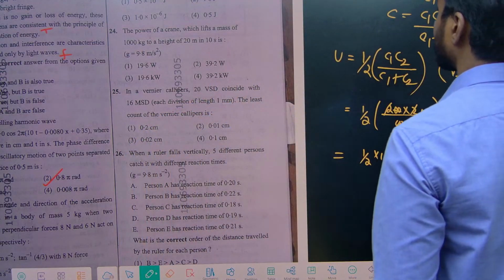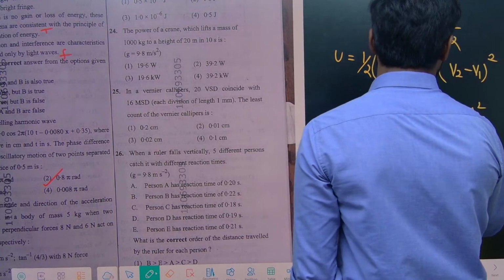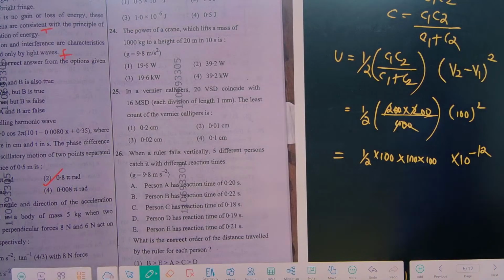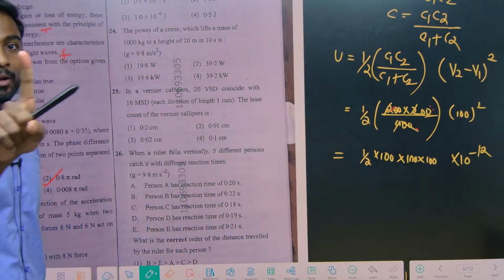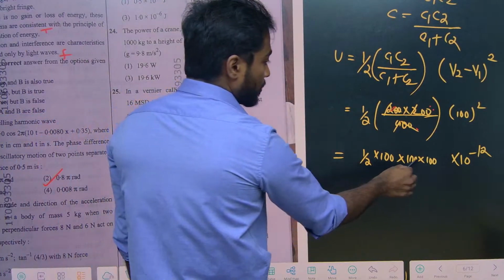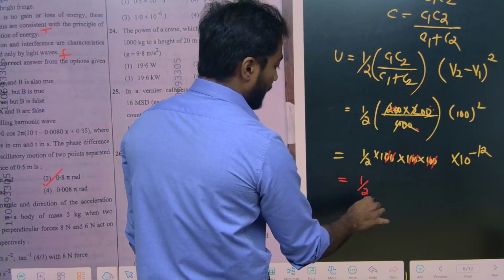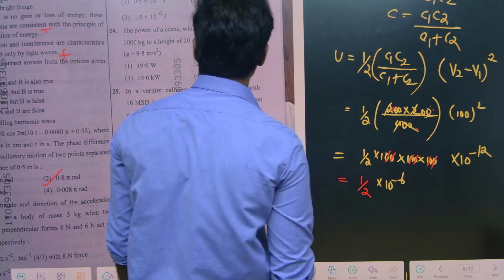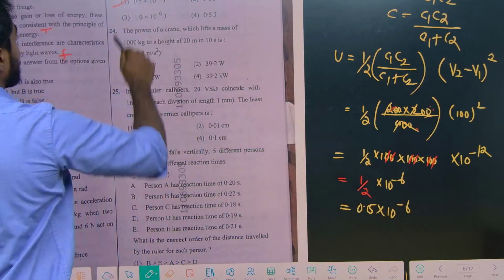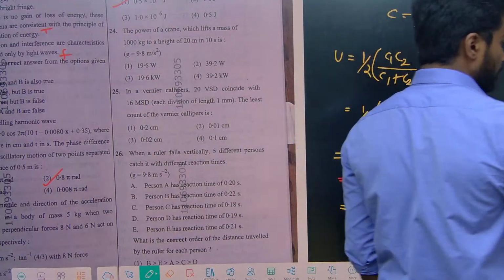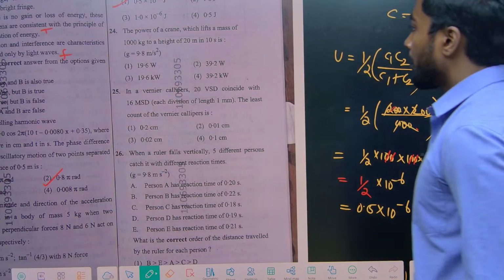And picofarad is 10 power minus 12. One picofarad in the numerator and one in the denominator cancel, and only one picofarad will be left. So how many zeros? 1 2 3 4 5 6. So 1 divided by 2 into 10 power minus 6, which is 0.5 into 10 power minus 6. Option 1 is the answer.